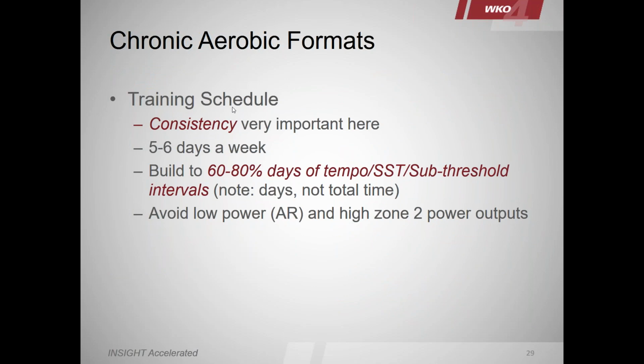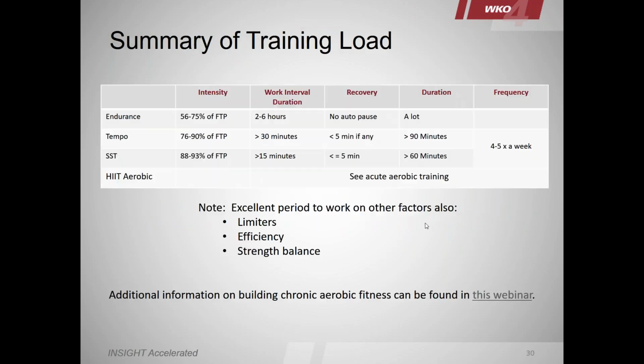Thinking about a training schedule, consistency is very important here, 5 to 6 days a week. You want to build to 60 to 80% of days being tempo, SST, or subthreshold intervals. Note, it's days, not time. Days, not time. And avoid low power and high zone 2 power outputs, as I discussed before. If you're doing an endurance ride, be in the middle of the endurance zone.